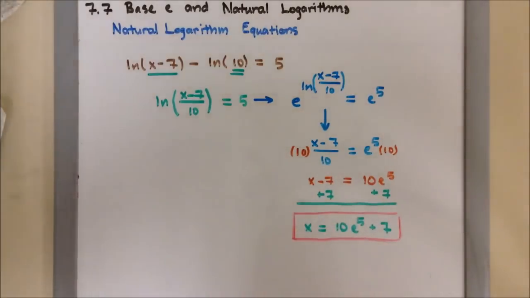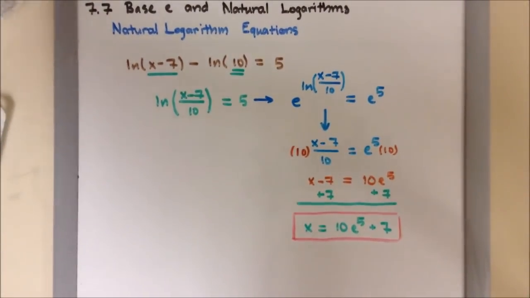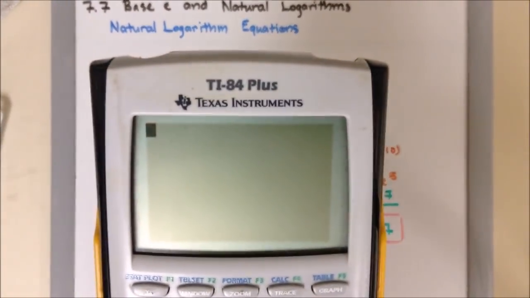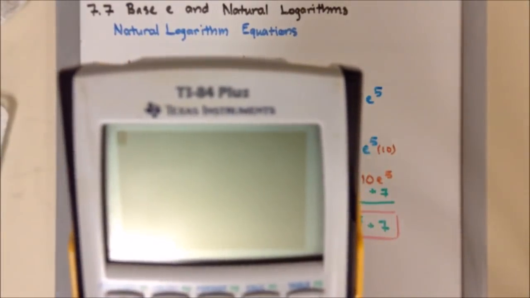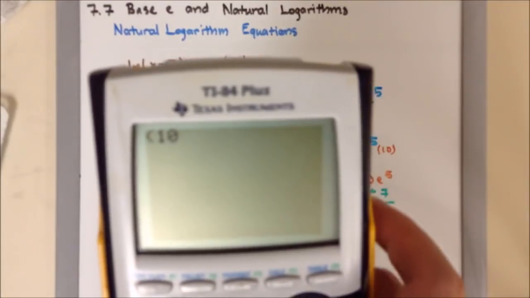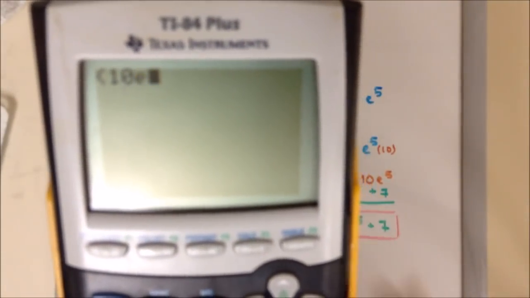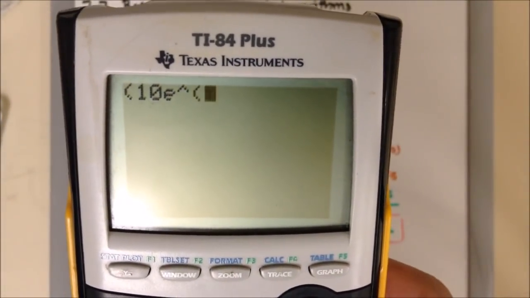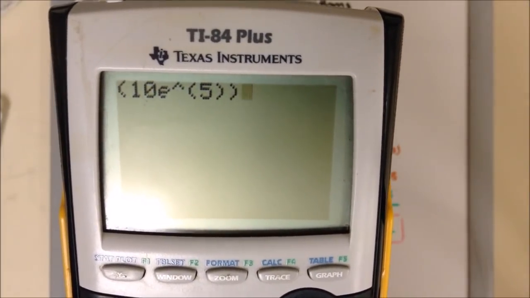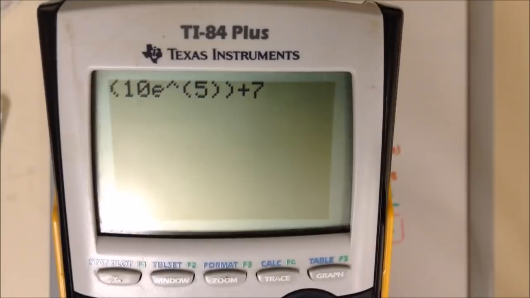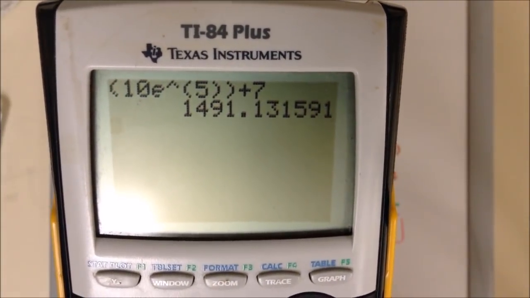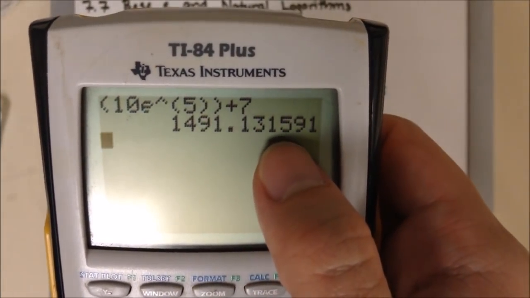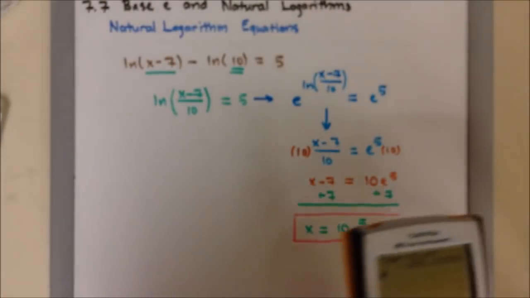Now if you were working with a calculator and you're just trying to find a decimal value, alright, so let's type in what we have. So I want to group the 10e to the 5th power together. So 10, then have my constant e function, raise it to the power of 5, close parenthesis, and then plus 7, hit enter. I get 1491.1315. So to the 4th decimal, I'm going to round it up to 1316. So let's write that out.